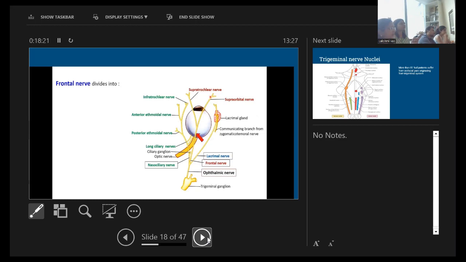The long ciliary nerve carries the sympathetic fibers and it supplies the vascular plexus around the orbit, and it supplies the dilator pupillae. The other branches will go to posterior ethmoidal, anterior ethmoidal, and the infratrochlear nerve. So this is the structure of the ophthalmic nerve.